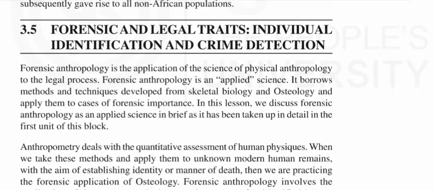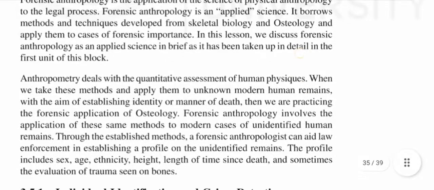Forensic and legal traits, individual identification, and crime detection. Forensic anthropology is the application of the science of physical anthropology to the legal process. Forensic anthropology is an applied science. It borrows methods and techniques developed from skeletal biology and osteology and applies them to cases of forensic importance. In this lesson, we discuss forensic anthropology as an applied science in brief, as it has been taken up in detail in the first unit of this block.